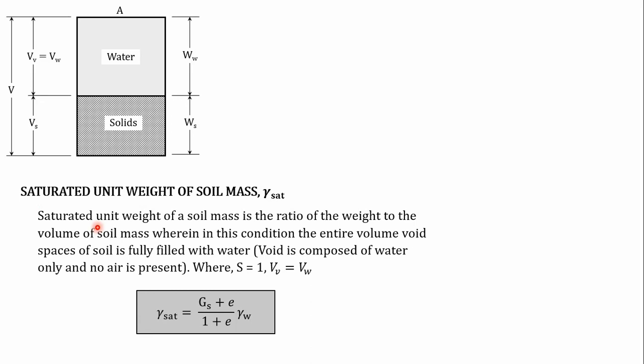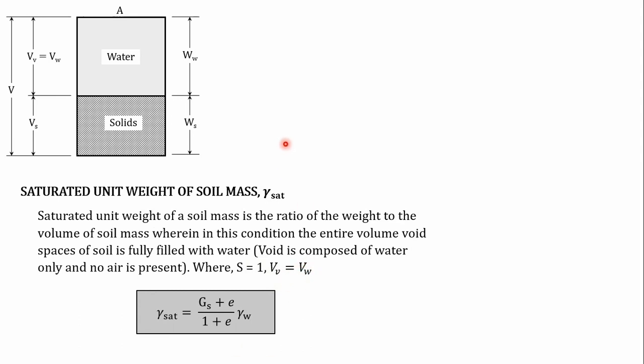Okay? So, the saturated unit weight of soil mass is symbolized as this symbol. So, unit weight saturated. What is saturated unit weight? Saturated unit weight of soil mass is the ratio of the weight to the volume of soil mass, wherein in this condition the entire volume of void spaces of soil is fully filled with water. Void is composed of water only and no air is present. So where S is equal to 1, ang volume of void is equal to volume of water.